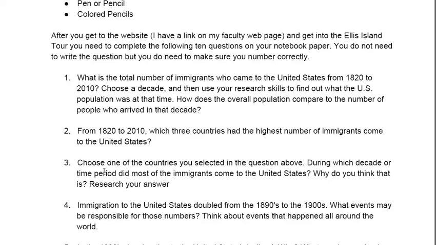On number 3, choose one of the countries you selected from the question above. During which decade or time period did most of the immigrants come to the United States? So if one of the three countries from number 2 was Ireland, then you would look specifically at the country of Ireland, and you would figure out during which decade or time period had the highest number of immigrants from Ireland that came to the United States. And why do you think that is?